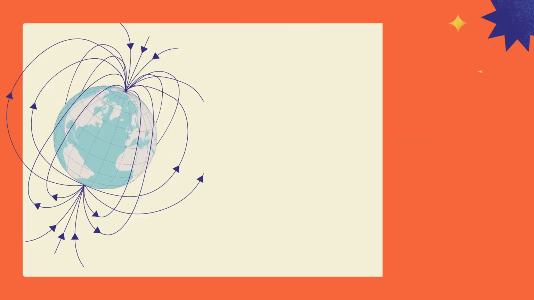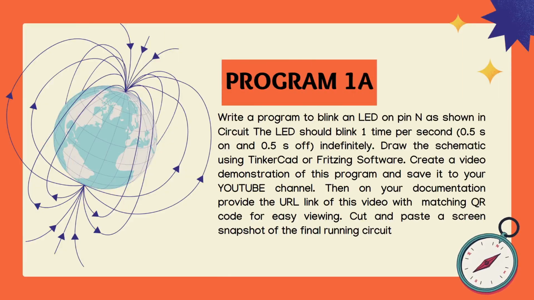Program 1A. Write a program to blink an LED on pin N as shown in circuit. The LED should blink 1 time per second, 0.5 second on and 0.5 second off, indefinitely. Draw the schematic using Tinkercad or Fritzing software.